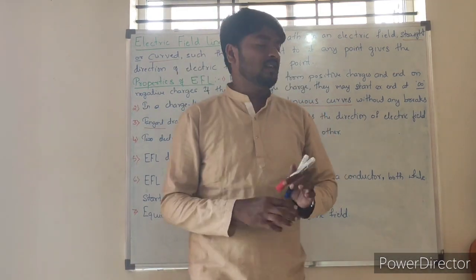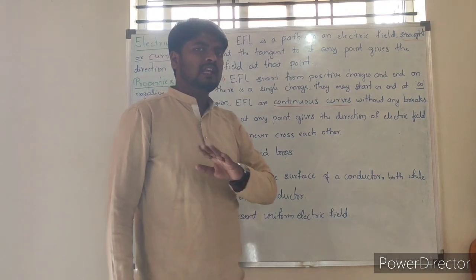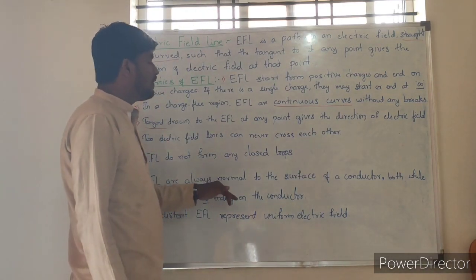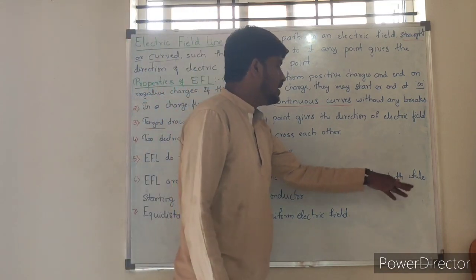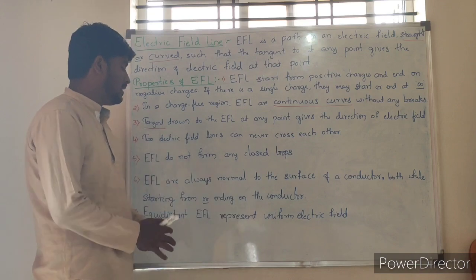It completes one cycle. That is called a loop. But electric field lines do not make any closed loop. Next property is electric field lines are always normal to the surface of the conductor, both while starting from or ending on the conductor. So look at this.